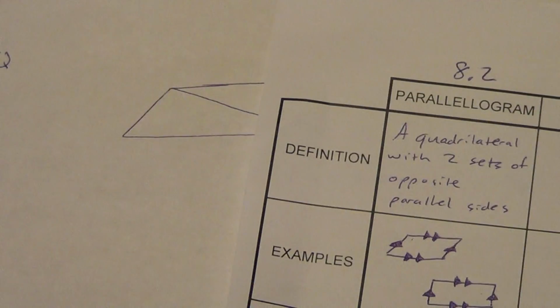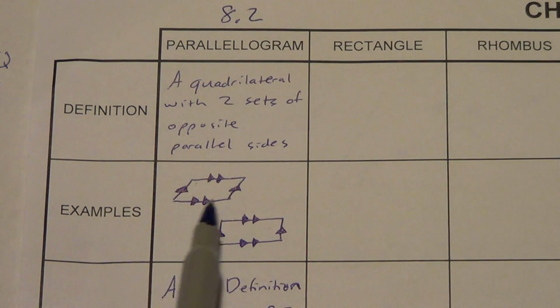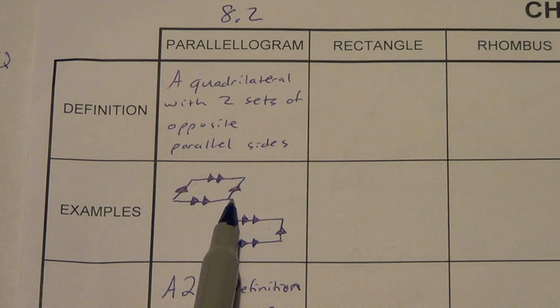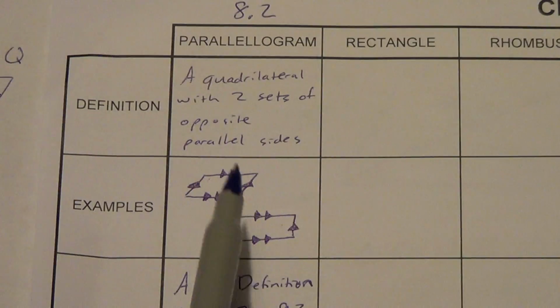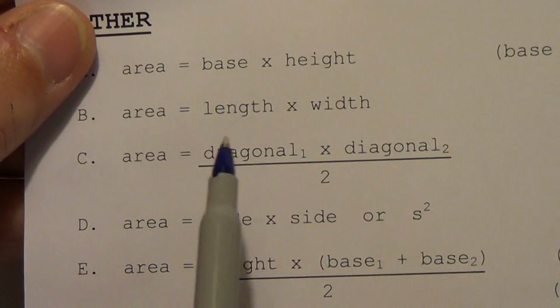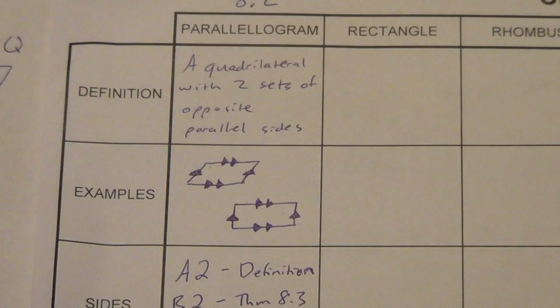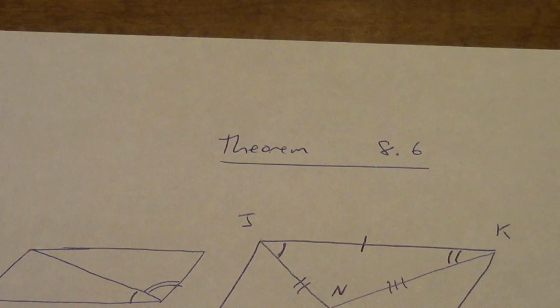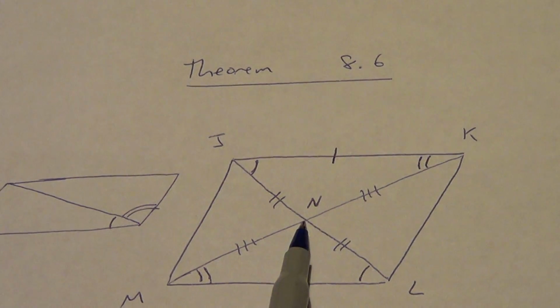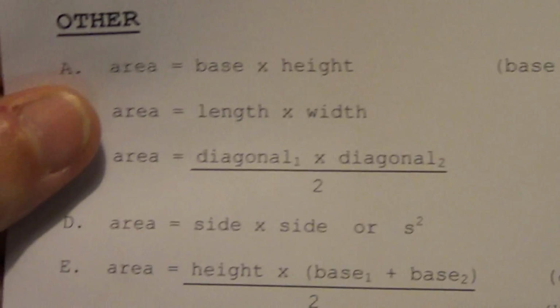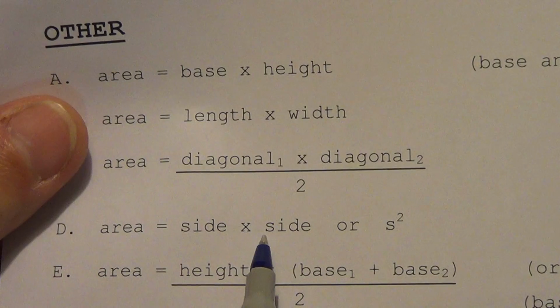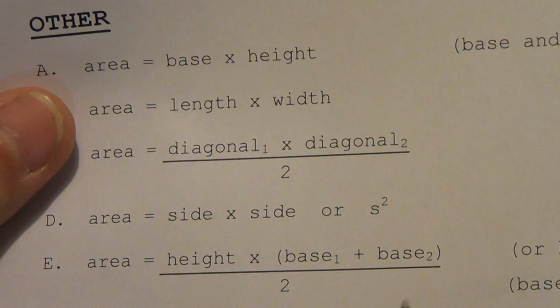So length and width. Well, if we look at a parallelogram, do the length and the width have to be perpendicular? Well, the answer is no. So you can't use that formula. Okay, well what about diagonal 1 times diagonal 2 over 2? Well, once again, the diagonals would have to be perpendicular. And we just talked about why they don't have to be perpendicular right here. So that formula is not going to work. All right, side times side. Well, the sides aren't necessarily perpendicular, so that's not going to work.